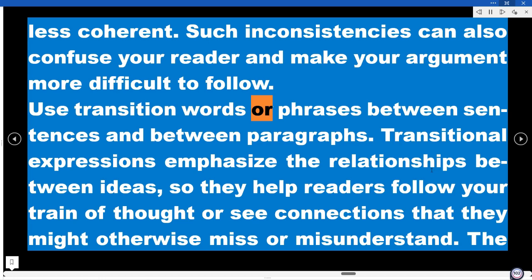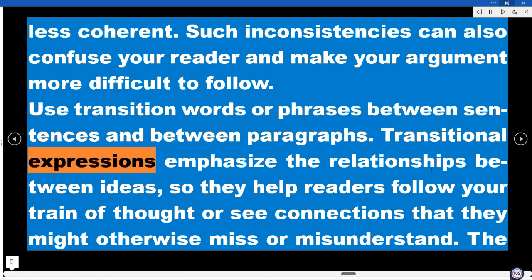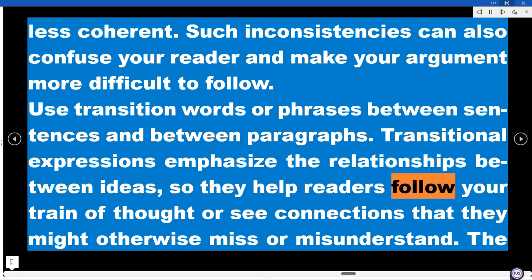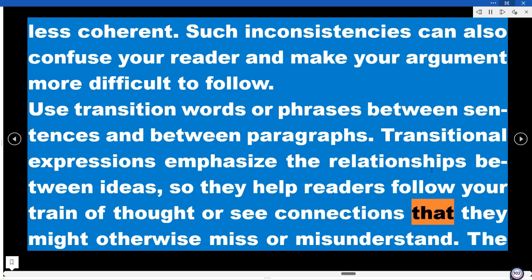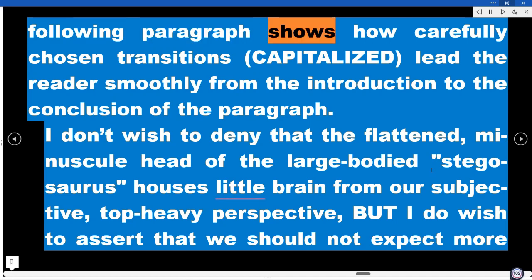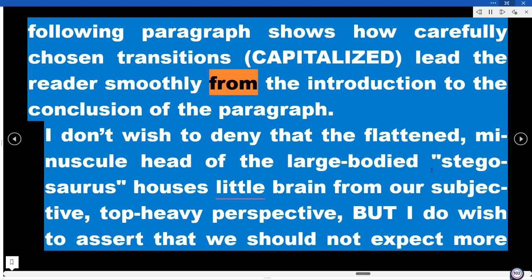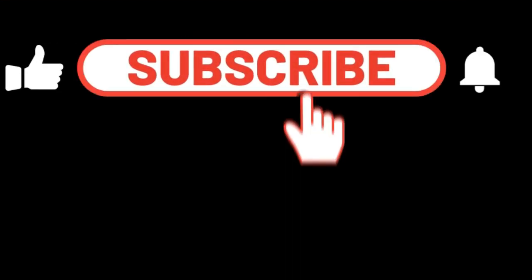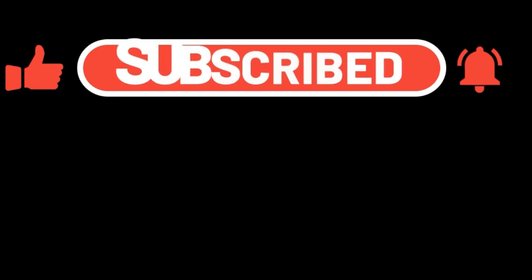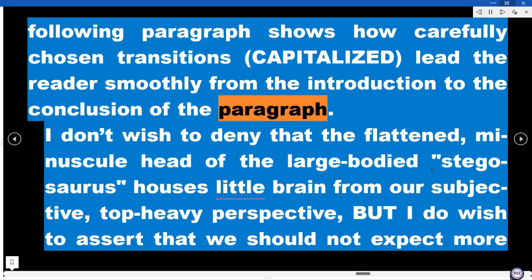Use transition words or phrases between sentences and between paragraphs. Transitional expressions emphasize the relationships between ideas, so they help readers follow your train of thought or see connections that they might otherwise miss or misunderstand. The following paragraph shows how carefully chosen transitions, capitalized, lead the reader smoothly from the introduction to the conclusion of the paragraph.